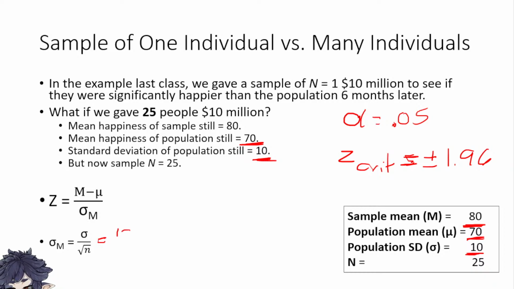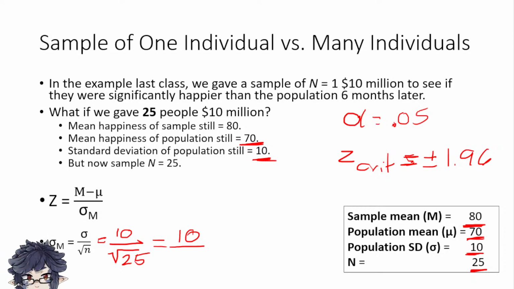All right. So the standard deviation of the population's 10. On average, happiness scores varied by about 10 points. Divided by the square root of our sample size. This time we have 25 people in our sample. So our sample size, n, is 25. So that becomes 10 divided by the square root of 25. What's the square root of 25? Does anyone know the square root of 25?